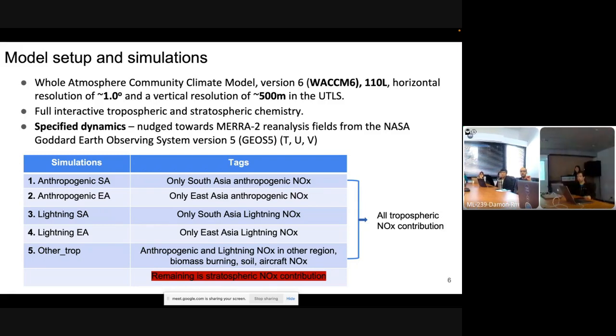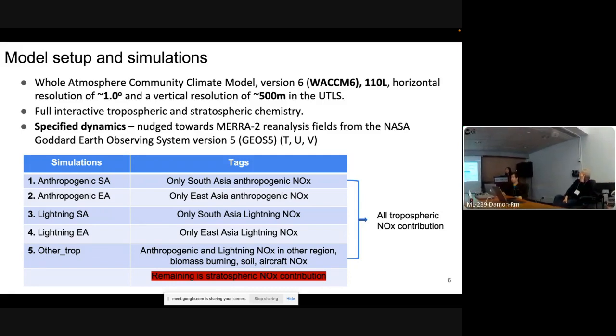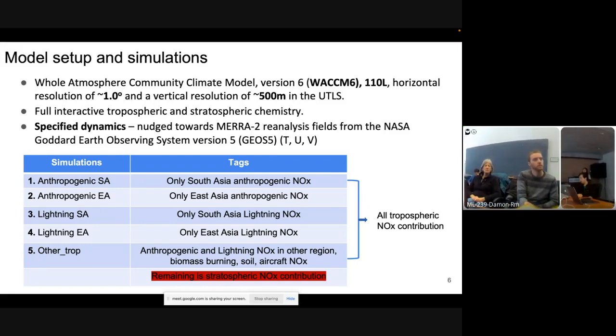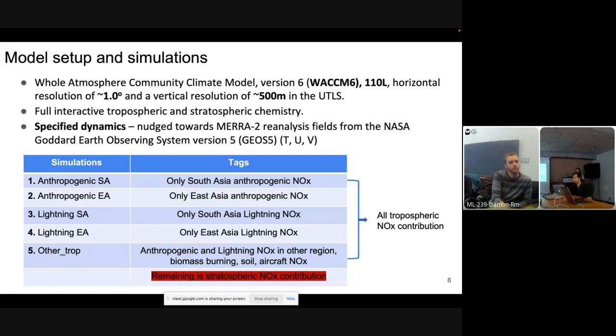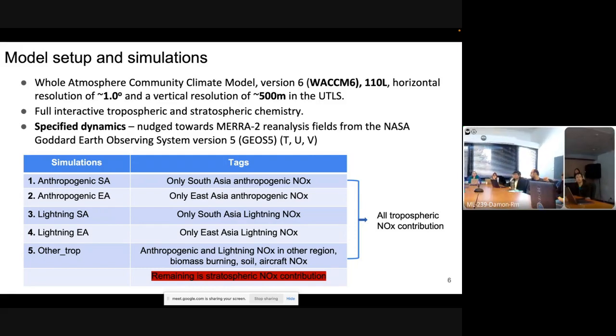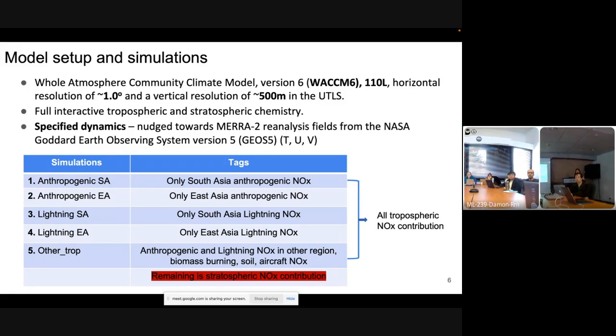Got a question online from Arlene Fiore wondering if you've also tagged stratospheric NOx to confirm additivity. No, I didn't, but that would be a good sanity check. I'm not really sure how to tag stratospheric NOx though. Yeah, because this mechanism tags emission sources, and so not the production from the nitric oxide.